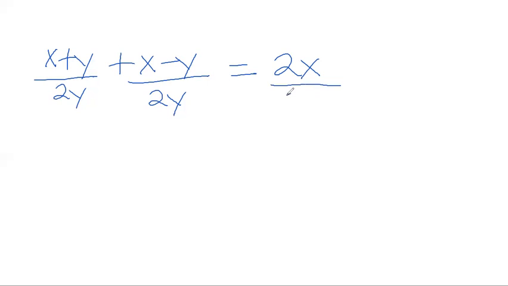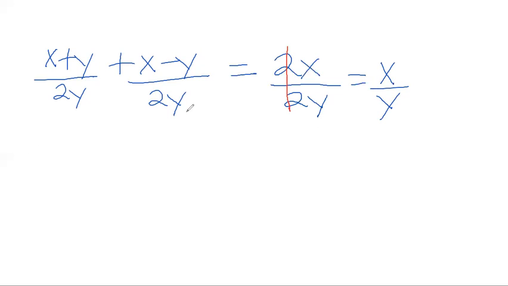It's all over 2y. Well, then I can simplify this further because what happens here? Well, the 2's divide out. So again, my bad, the 2's divide out. So the answer winds up becoming x over y.